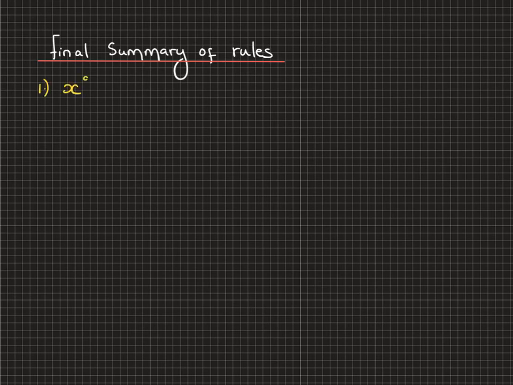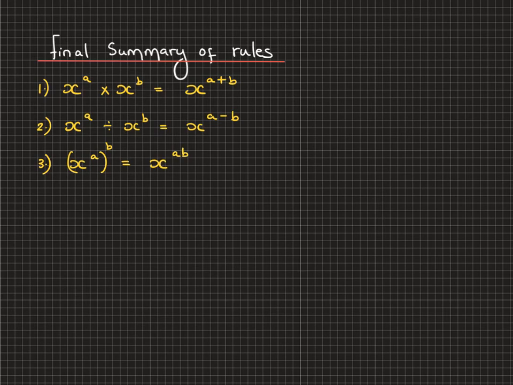Number 1, x to the a multiplied by x to the b. Fill it in. What do you get? x to the a plus b. Number 2, x to the a divided by x to the b equals x to the a subtract b. Number 3, x to the a all raised to the power b, x to the ab. So the first 3 rules that we looked at.